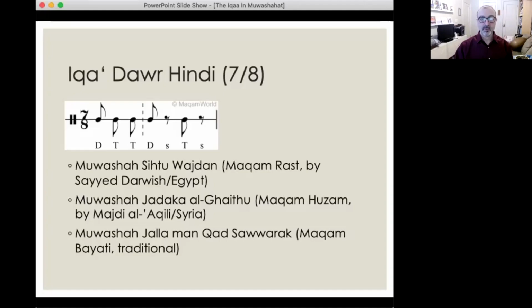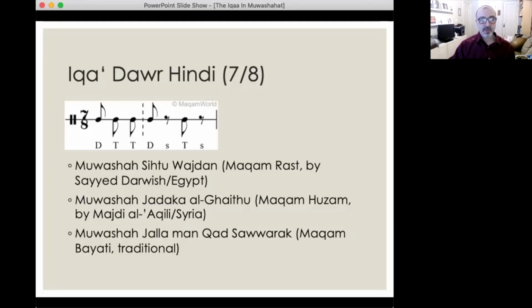And again, you know by now how this works. This is the dum, this is the tak, and this is read or communicated orally as dum tak tak dum tak, dum tak tak dum tak, or dum tak tak dum es tak es dum tak tak dum es tak. I'm going to demonstrate it in a second.